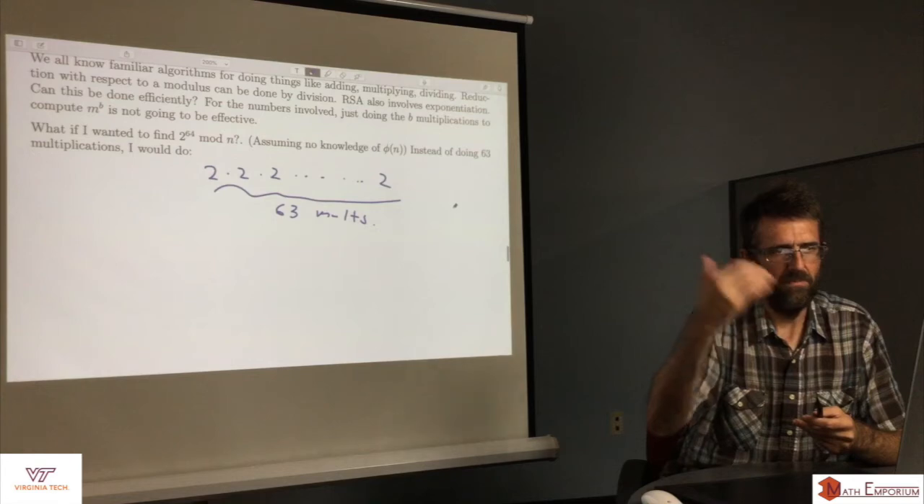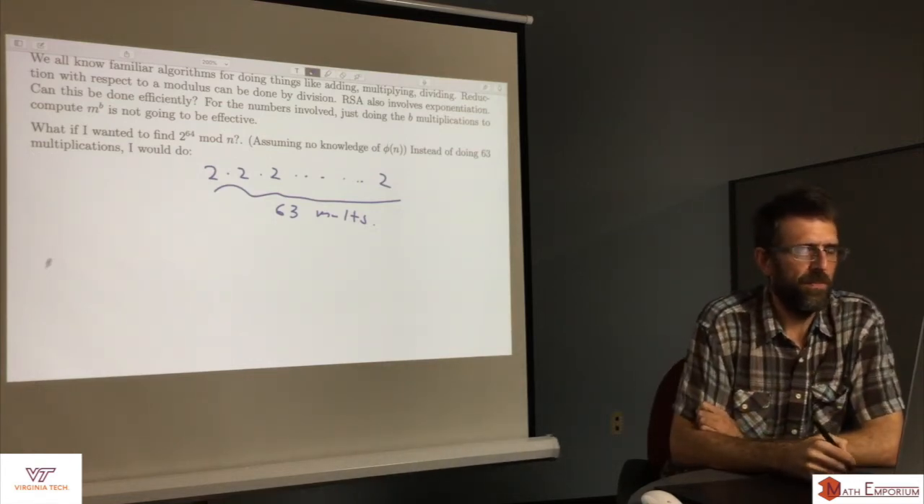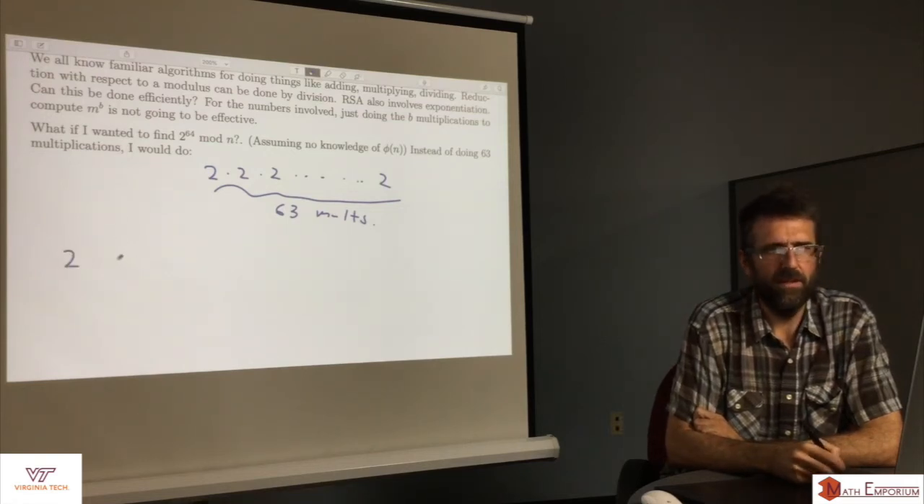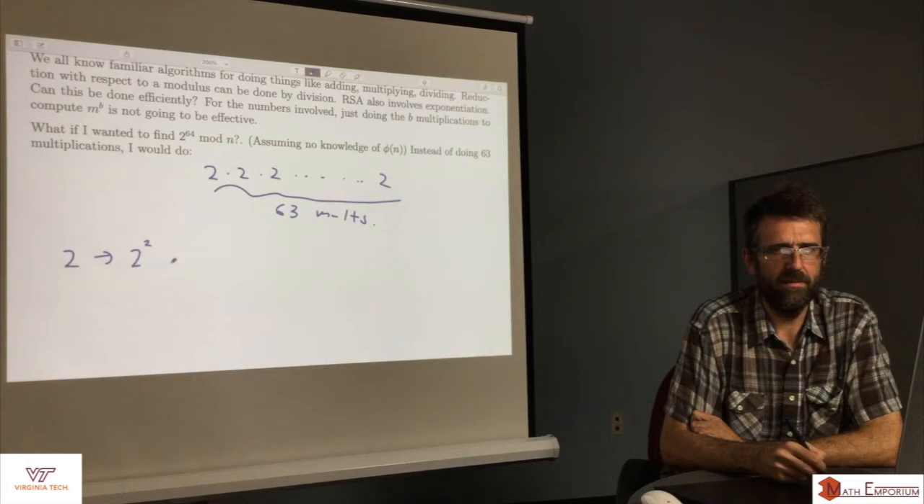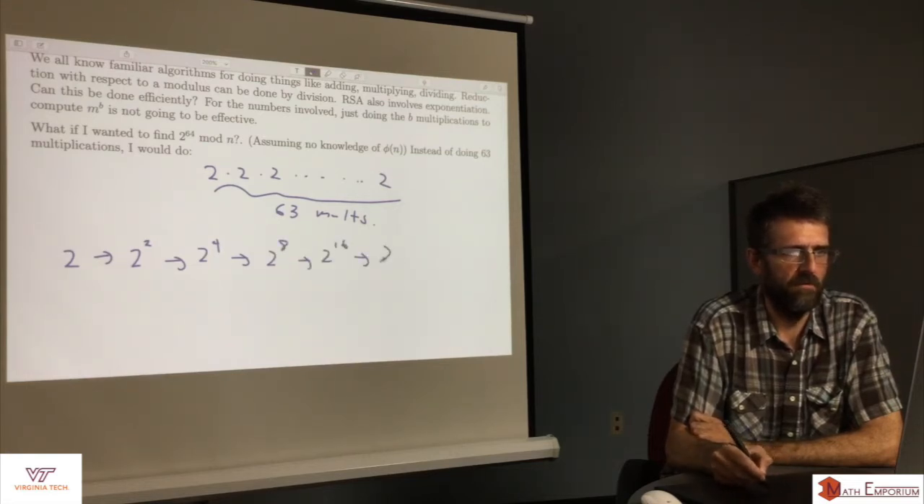And maybe reduce mod n as I go. But a much better way of doing this would be just to keep squaring, right? Because 64 itself is a power of 2. Okay, so I can do 2, square that to get 2 squared, square again to get 2 to the 4th. Okay. And then just keep squaring.